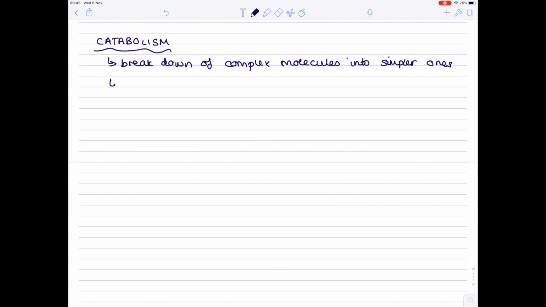Next up, catabolism. Hope I'm pronouncing these right. It is the opposite of anabolism, so it's the breakdown of complex molecules into simpler ones. So effectively, you're turning macromolecules back into the monomers from which they were constructed originally. And they're the opposite of condensation reactions. They are hydrolysis reactions, because what you find here is that water molecules are split during the process.